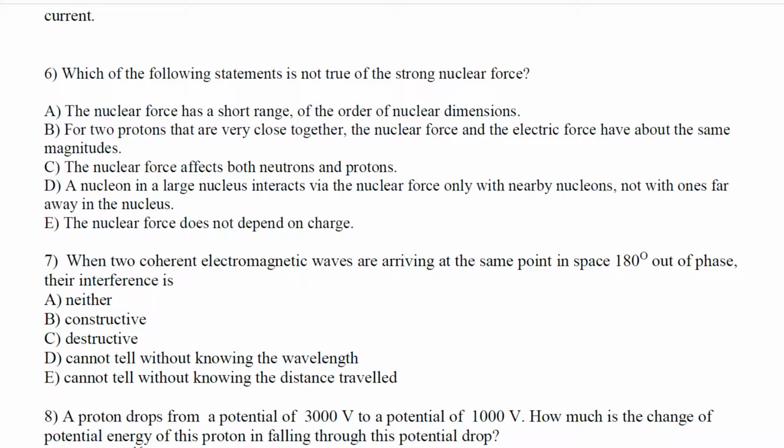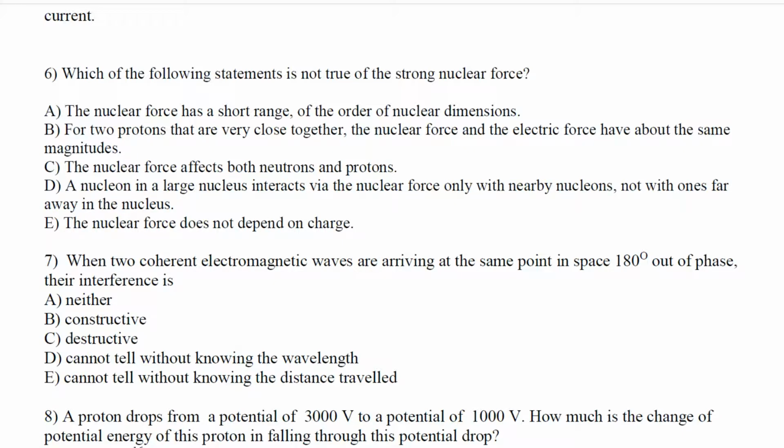If that were the same order of magnitude, then it would be very easy to pry them apart, but the nucleus is pretty well held together. It takes a bit of energy to pull them apart, so the strong nuclear force is going to be stronger than the electric force. So the one out of all of these that is false is actually B. So the answer to 6, I think, should be B.